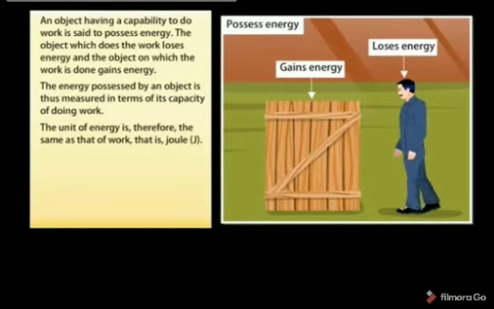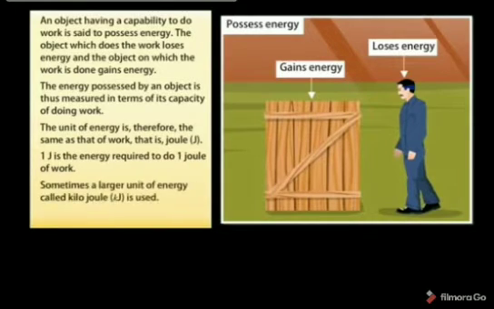The unit of energy is therefore the same as that of work, that is joule, represented by capital letter J. 1 joule is the energy required to do 1 joule of work. Sometimes a larger unit of energy called kilojoule is used, and 1 kilojoule is equal to 1000 joule.